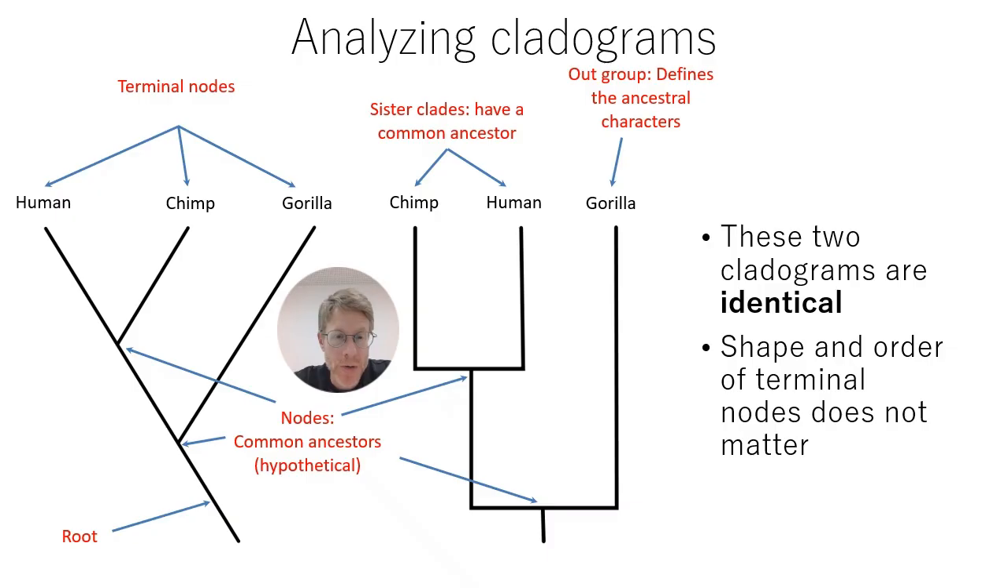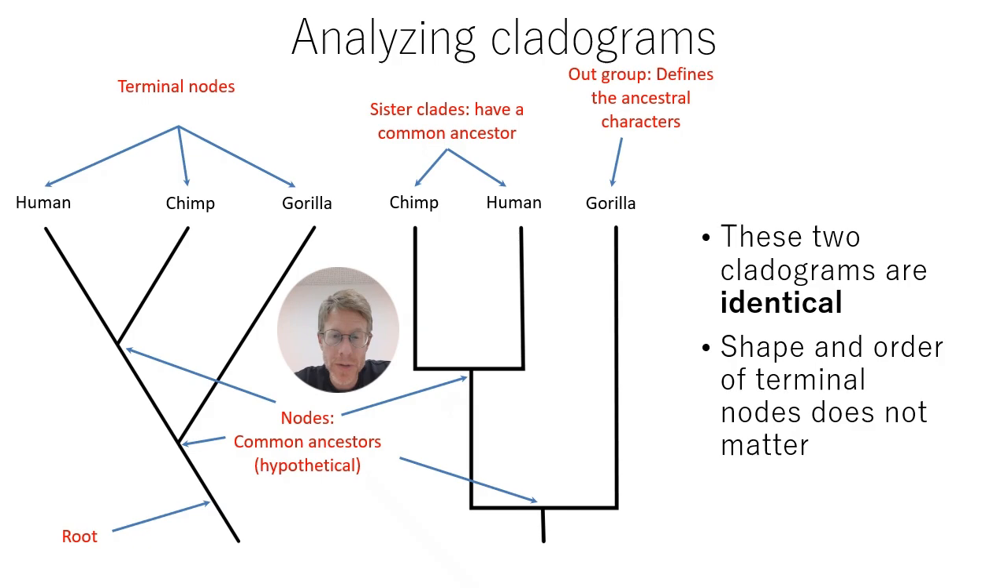One thing to note is that you can rotate around any node, and it means the same thing. So notice the chimp and human look like they're in different positions on these two trees, but it means the same thing, because all a tree diagram is showing is which taxa share a given common ancestor. So the one on the left and the right both show that chimp and humans share a more recent common ancestor than chimps and humans share with gorillas. They both show exactly the same information.